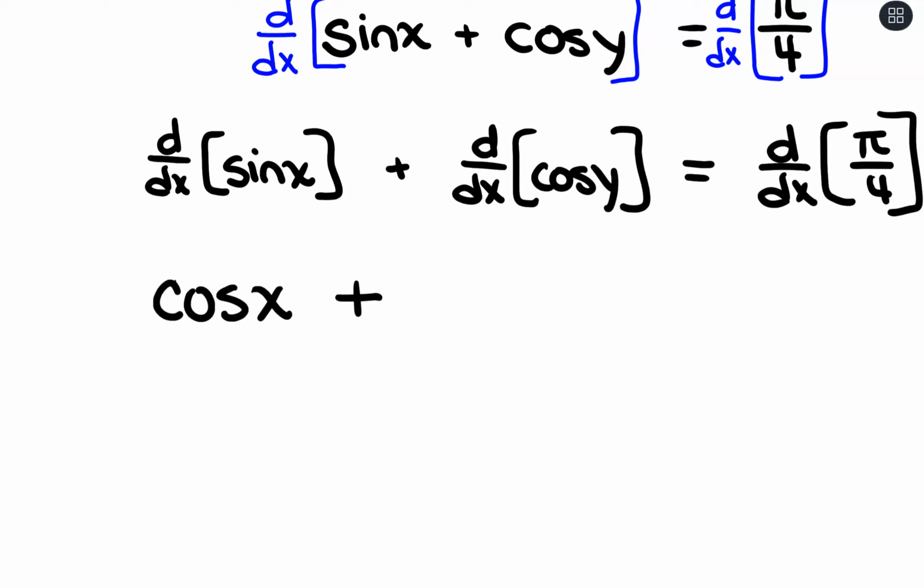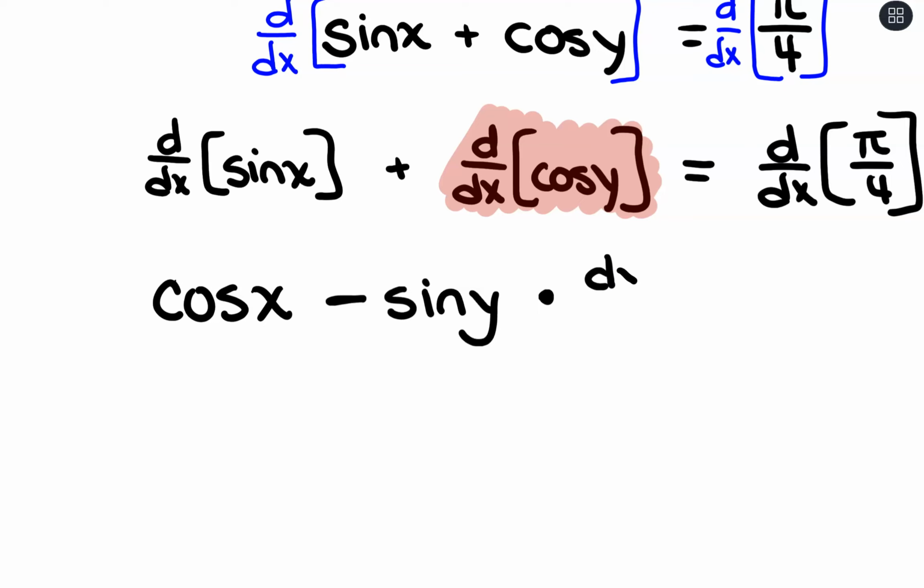Now for the derivative with respect to x of cosine y, we're going to need our chain rule property. The outside function is cosine, so the derivative of cosine is negative sine. So I'm just going to change that to subtraction of sine, and then we keep the inside function of y, and then we multiply that by the derivative of our inside function. So we're taking the derivative of y with respect to x, and that'll leave us with dy/dx.